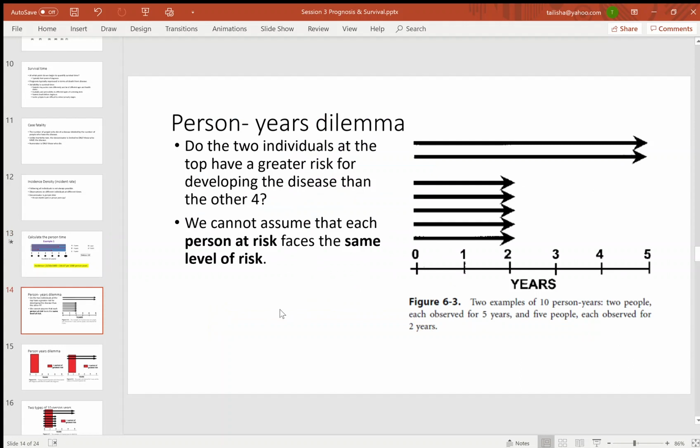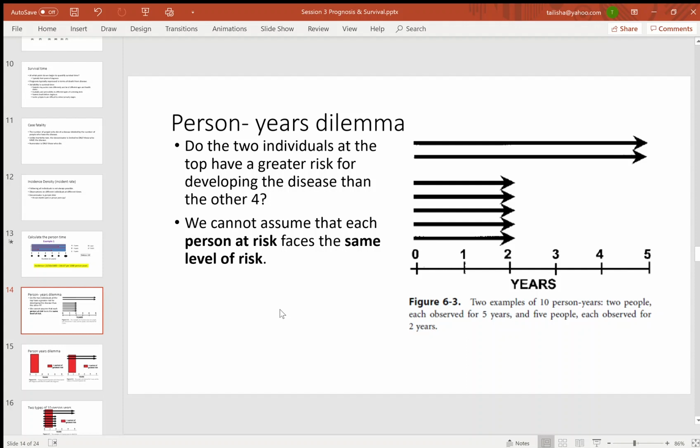All right, so what is the person year dilemma? Do the 2 individuals at the top have the greater risk for developing disease than the other 4? Think about that for a second. Well, the other 5 actually, right? 1, 2, 3, 4, 5. That's a typo. The 2 people at the top, their person years are 5 times 2, which is 10, and the other 5 are 5 times 2, which is 10.